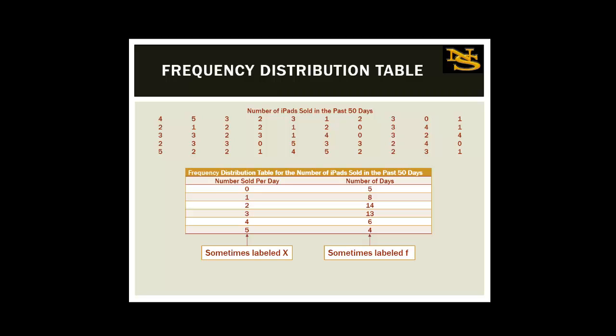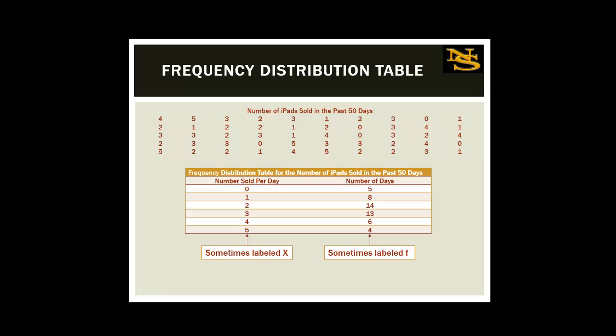In this case, the frequency represents the number of days. So how many times, if I'm looking at that raw data at the top, how many times do I see each one of these values in my data set? Or in other words, how many days did I sell a particular number of iPads? Sometimes you'll see this column labeled as F.